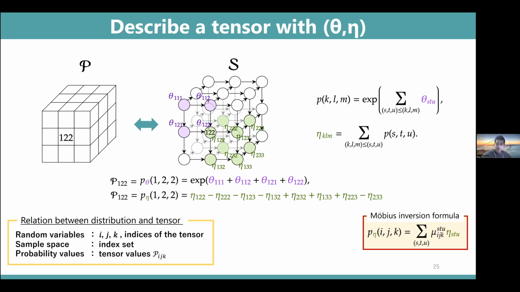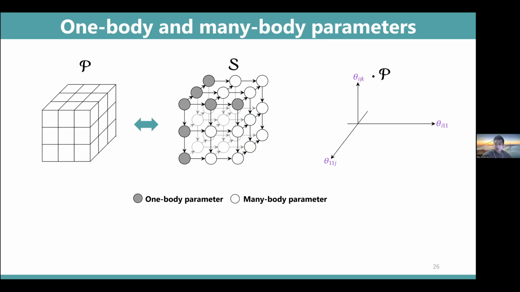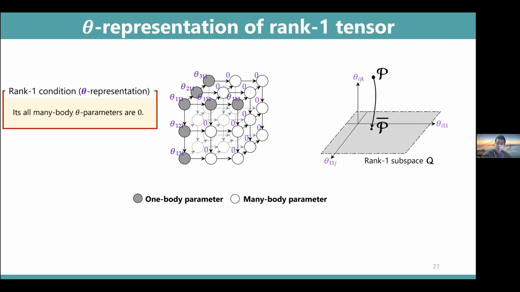Now we have finished setting up the model, so let's move to low-rank approximation. We define the theta and eta on the gray node as one-body parameters, and the other parameters as many-body parameters. And then we can prove that the tensor is rank 1 if and only if all the many-body theta parameters are 0. That is, rank 1 approximation is a projection onto a subspace whose many-body theta parameters are 0. The subspace is e-flat, which guarantees that the projection destination always exists uniquely.